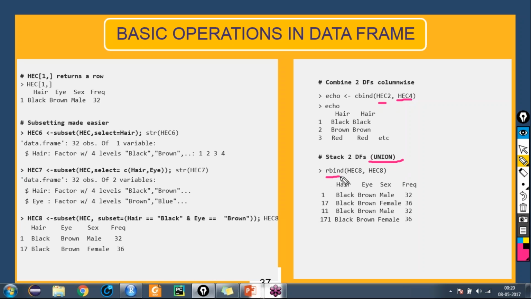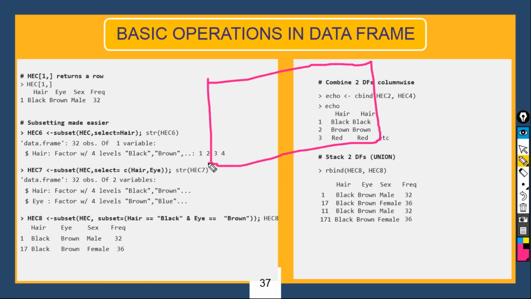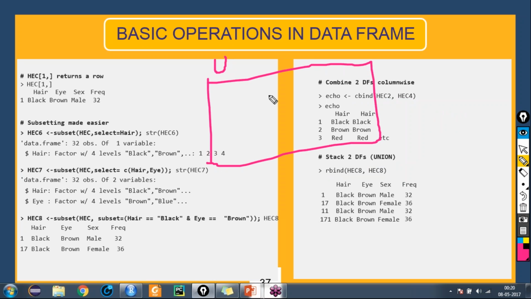So rbind is used to get union, whereas cbind is used for combining. How is it working? hex 8 is a variable, and we are making a union of hex 8 with hex 8. And union means something I'll display, I'll tell you. See, this is something, a universe. Universe is like a population. I mean, all possible outcomes.